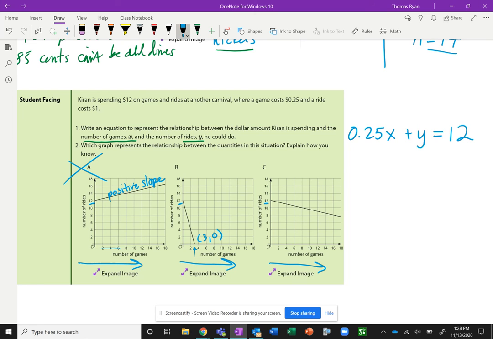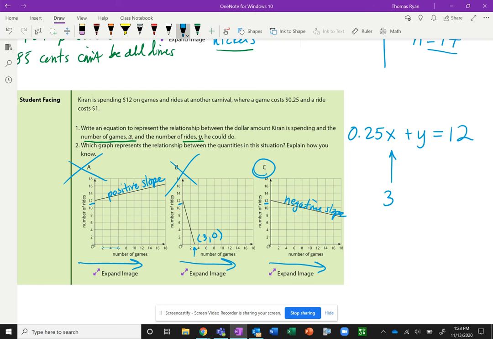And do we really even need to test this? I mean, think about it. If we were to plug in 3 here, that's 75 cents. We should be able to go on a bunch of rides. We'd have tons of money left over. So that's no good. So it looks like our option here is C because it has negative slope.